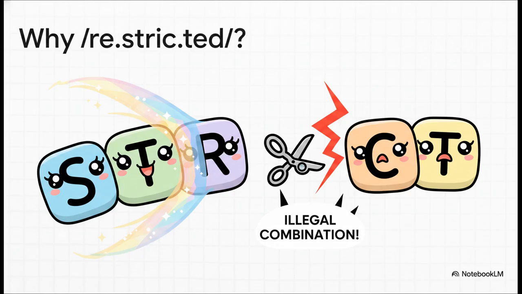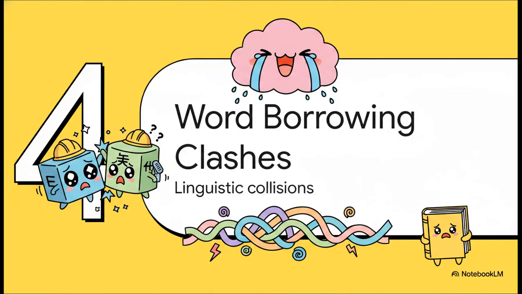Since KT is illegal as a starting point, the boundary is forced to split them up. It leaves the C sound in the coda of the second syllable and pushes the T sound into the third. And your brain is calculating all of this math instantly. All right, on to Section 4, word borrowing clashes.